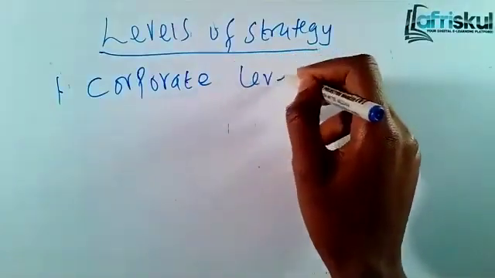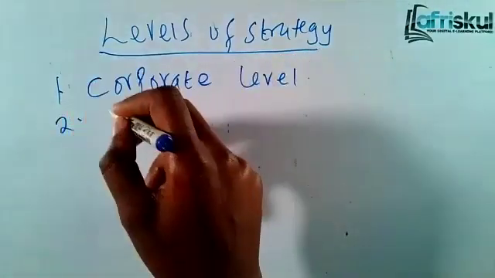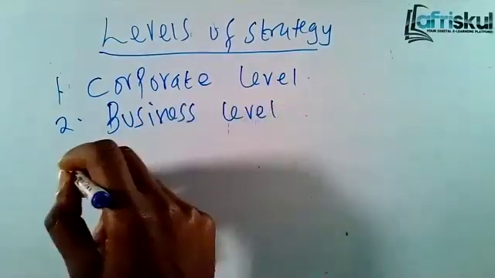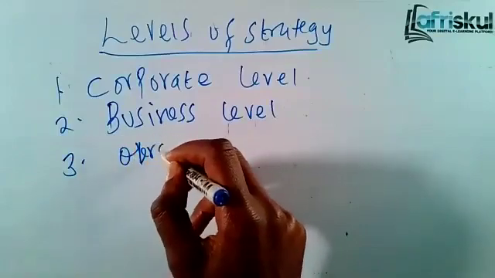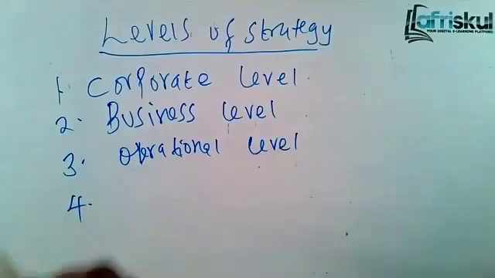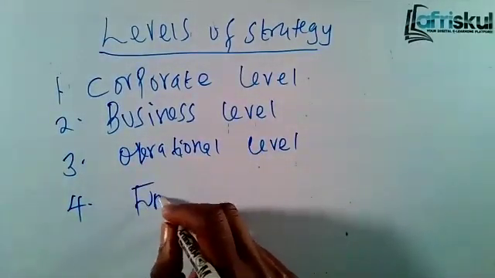So when it comes to levels of strategy, it happens at 4 levels. One, we do this strategy at the corporate level. Two, we do it at the business level. Three, we do it at the operational level. And number four, we do it at the functional level.